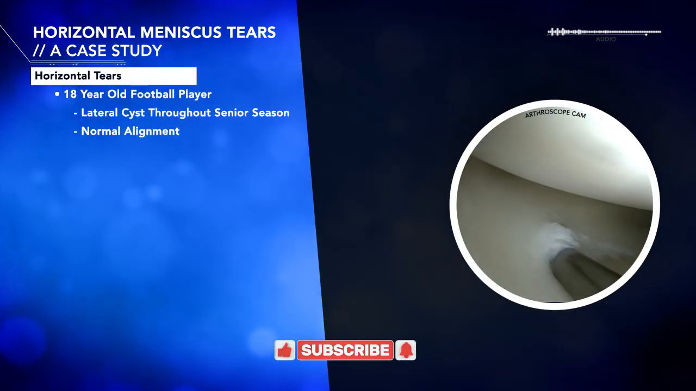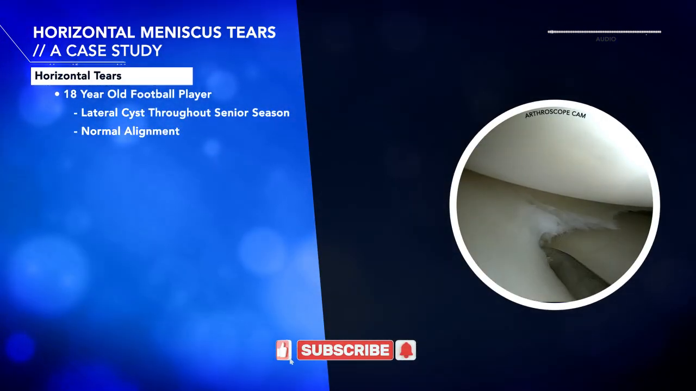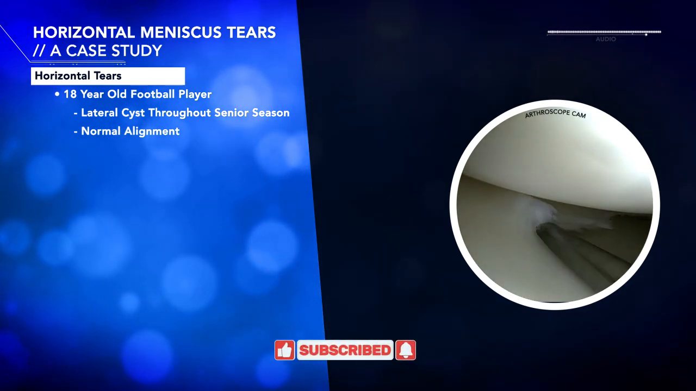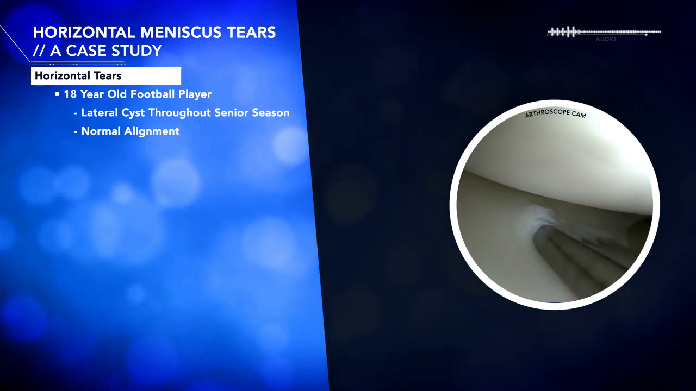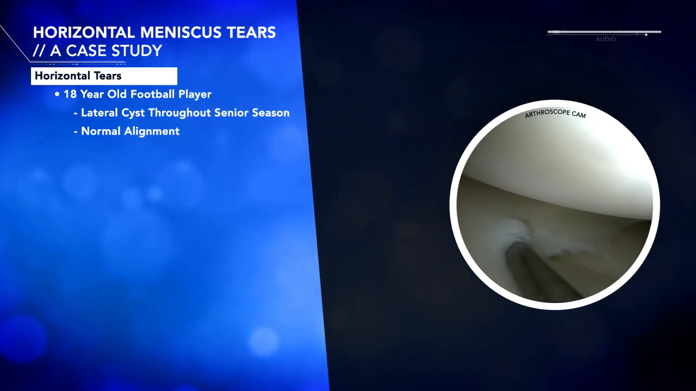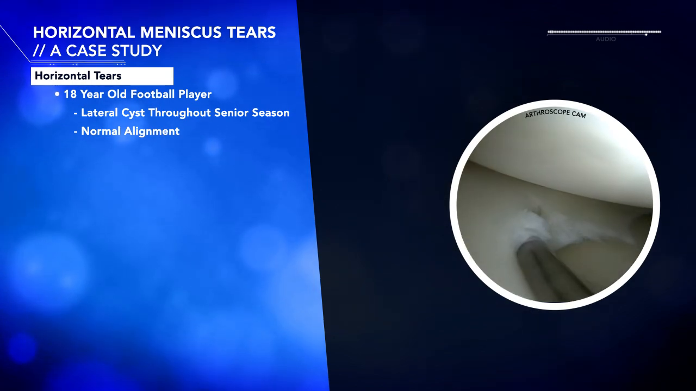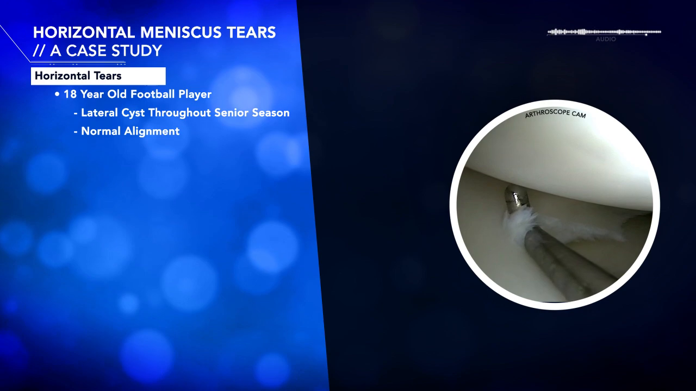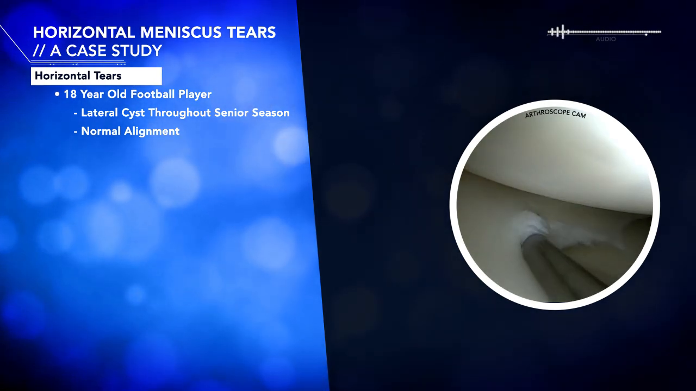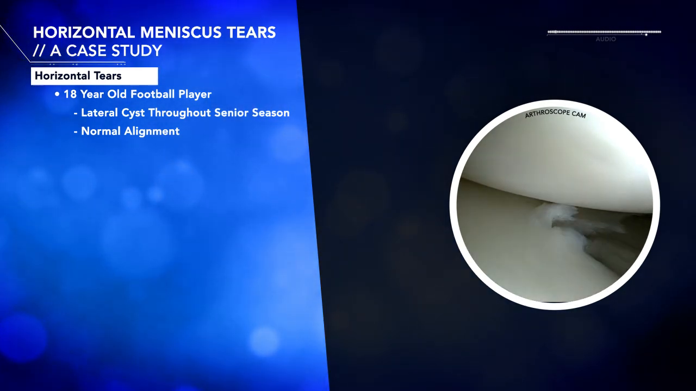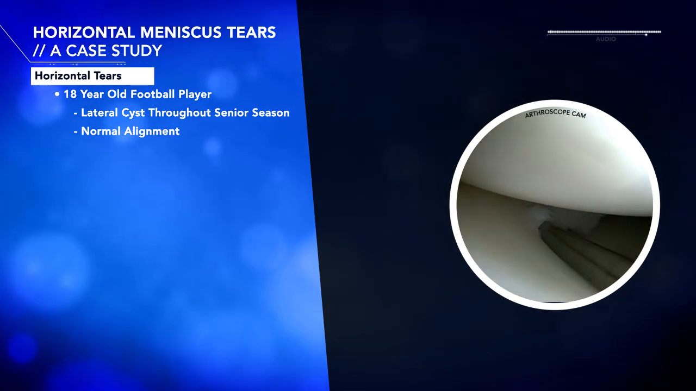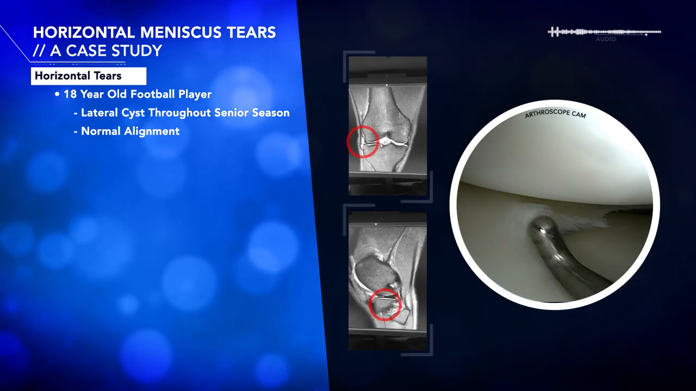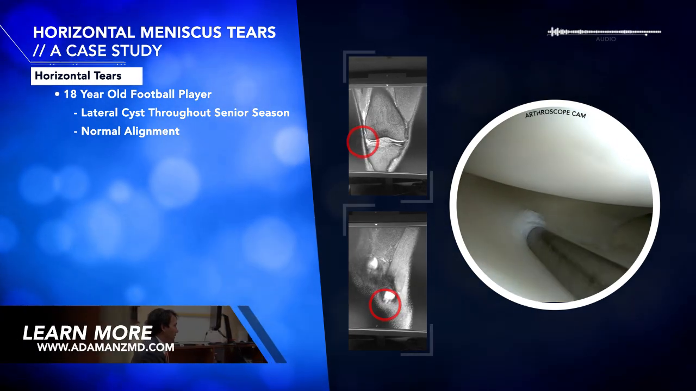Here's a case example. This is an 18-year-old football player. He had a horizontal tear that had created a cyst on the side of his knee. Throughout his senior year, he would play with this tear. It would create a cyst throughout the season, most notably on the Saturday after a football game, and we were managing it throughout his season. He was able to play with this tear pattern during the season. His alignment was normal, or neutral, and he had this on the MRI. You can see the cyst and how it extends into the knee as a horizontal tear.